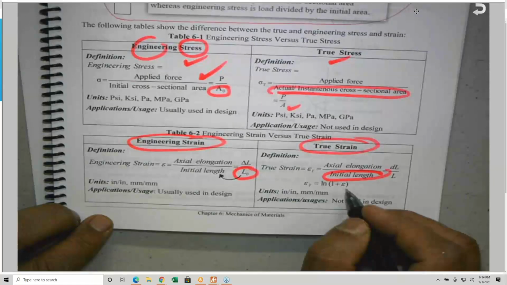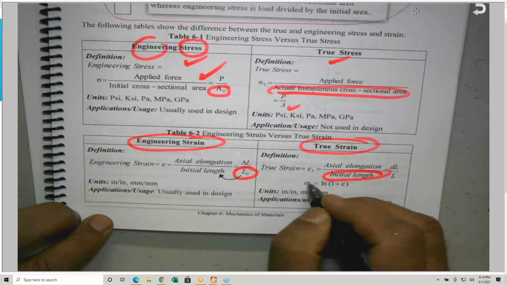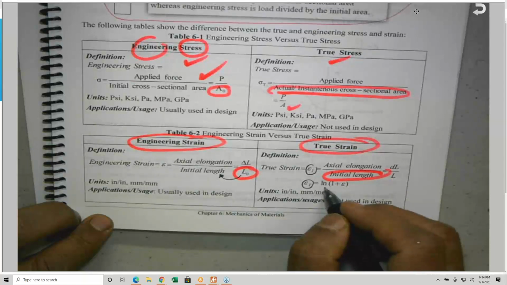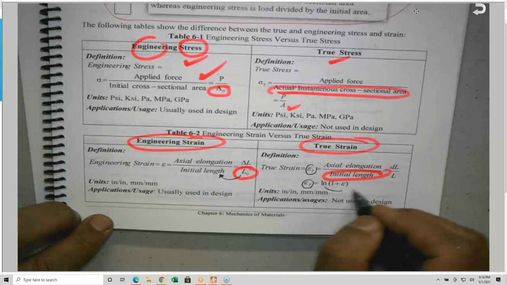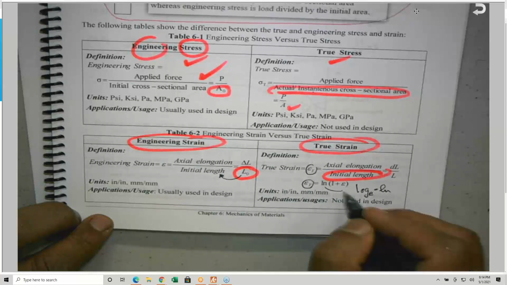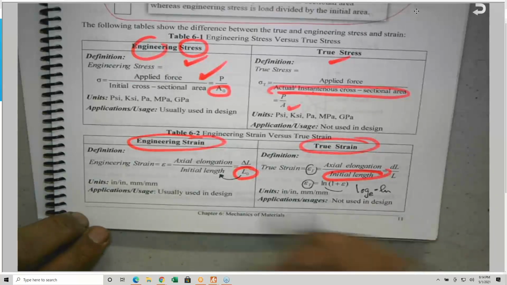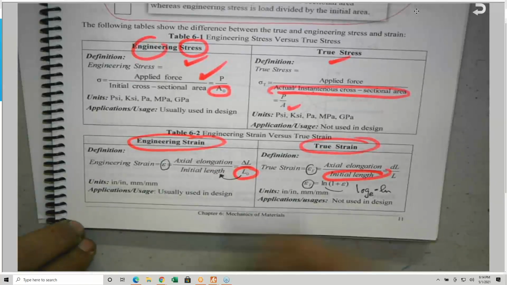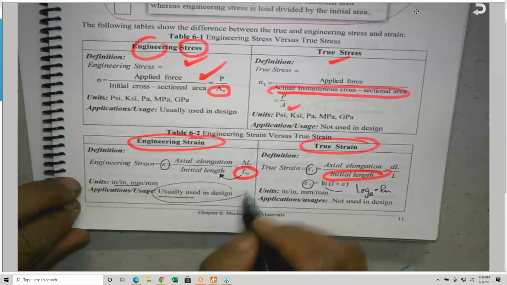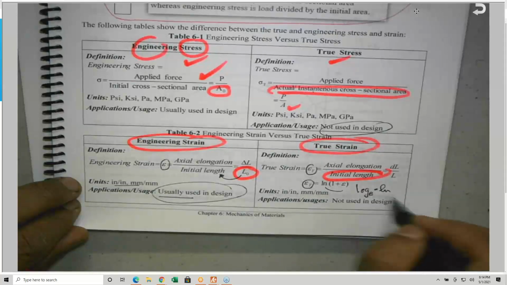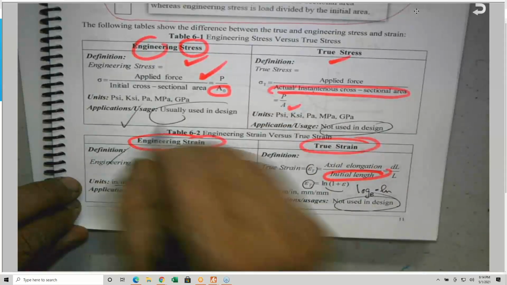There is a relationship between the true strain and the engineering strain: epsilon sub t is equal to ln, the log to base e, as all of you know, of 1 plus epsilon, where epsilon is the engineering strain. The units are inch per inch or millimeter per millimeter. This is what we usually use in design. The true strain we don't use in design, by the way. I mentioned it here, but we are using the engineering definitions.